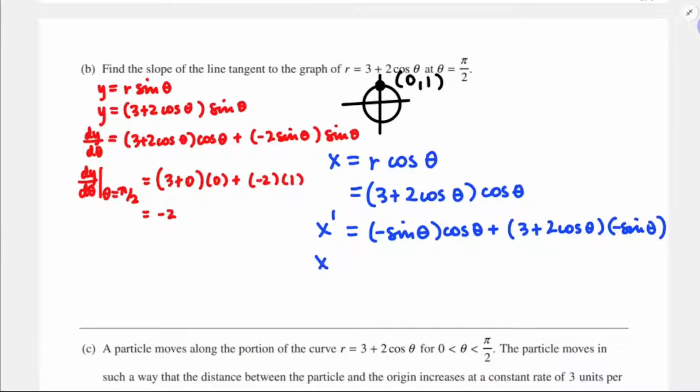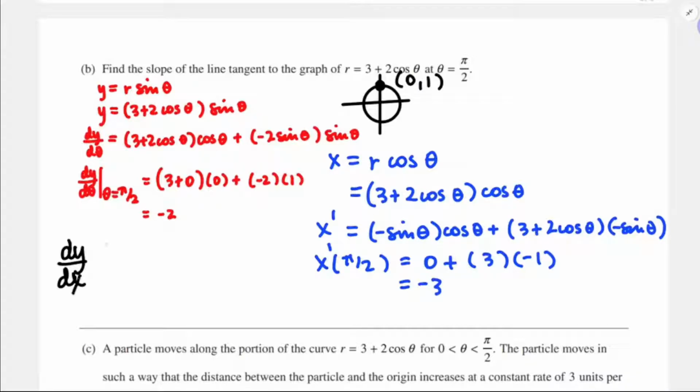Now I'm going to plug in pi over 2 and get, okay, negative 1 times 0. So it's going to be a 0, plus 3 plus 2 zeros multiplied by negative 1. Okay, so it's going to equal negative 3. And since dy dx equals y prime over x prime, dy dx at theta equals pi over 2 is going to be y prime divided by x prime, and then I'm just going to stop there.